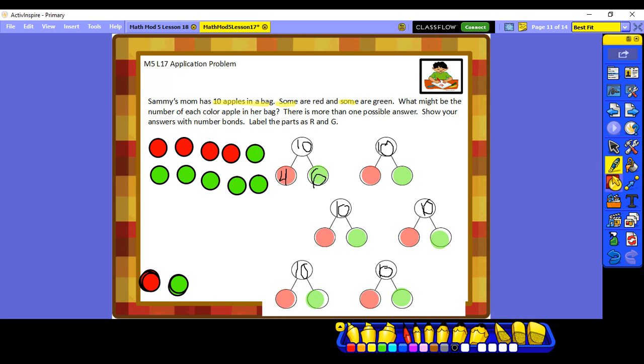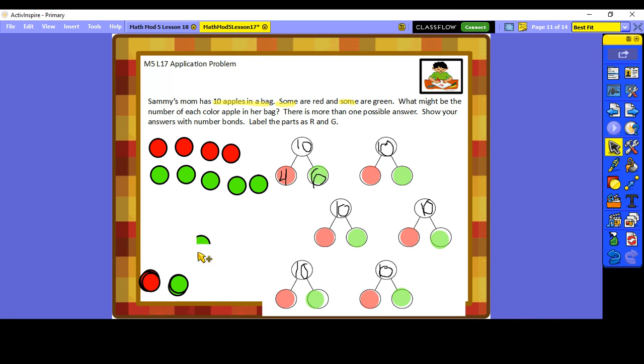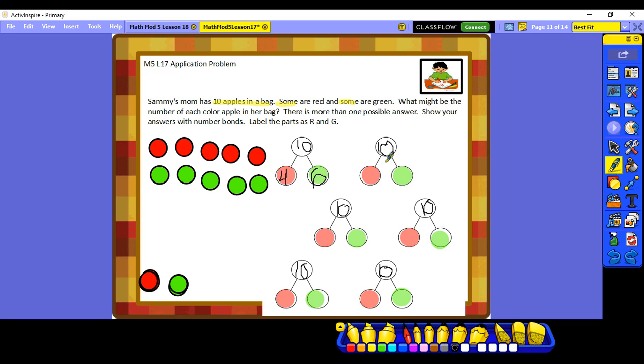Is that the only way to make 10? No, there are lots of different ways. What if I took away one green apple and made it red instead? How am I making 10 now? 5 and 5 make 10.